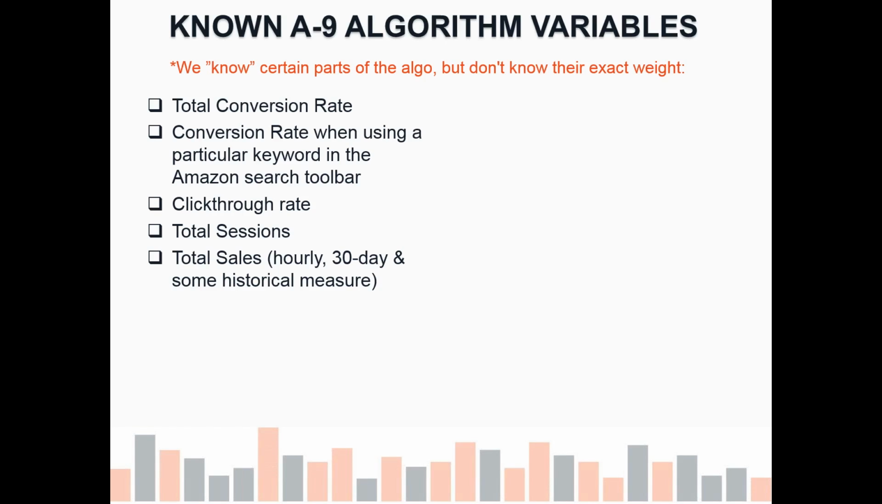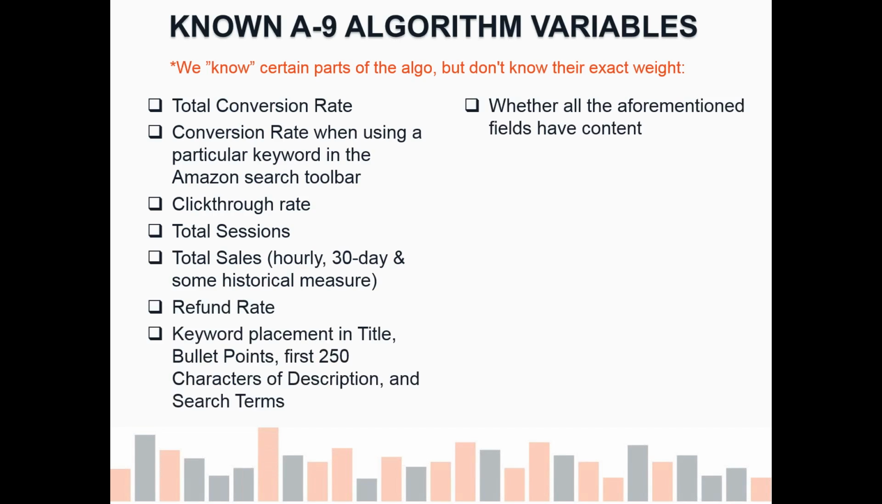So sales by hour, 30-day, and an unnamed historical measure, which we are still trying to figure out from our side. Refund rate. Most sellers don't tend to think of this one, but the actual percentage at which your products are refunded or returned is factored into that ranking algorithm. To Amazon, a refunded product is actually worse than a product which isn't sold.